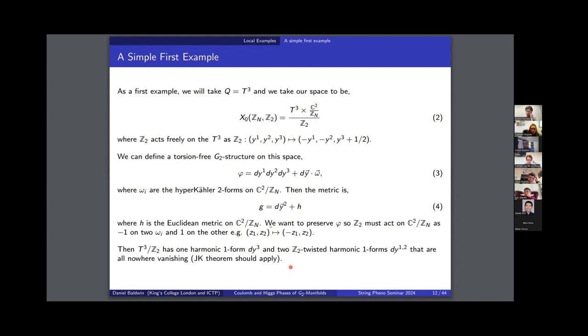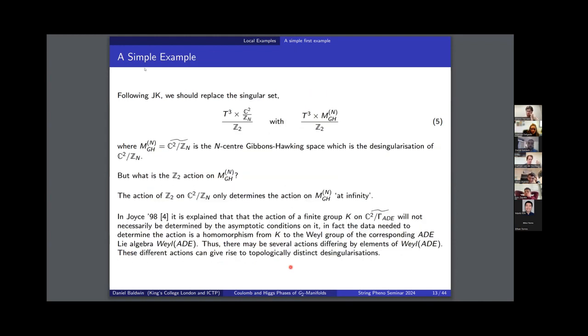So following Joyce and Karigiannis, we should replace this singular set with its desingularization. So this is going to be T3 times n-centered Gibbons-Hawking space, modulo this Z2 still. And I'll review the geometry of n-centered Gibbons-Hawking space in a couple of slides. But what we don't know is how this Z2 acts on the n-centered Gibbons-Hawking space. We only know how it acts on the singular space, C2 mod Zn.